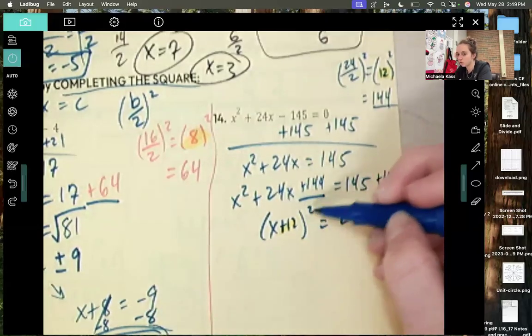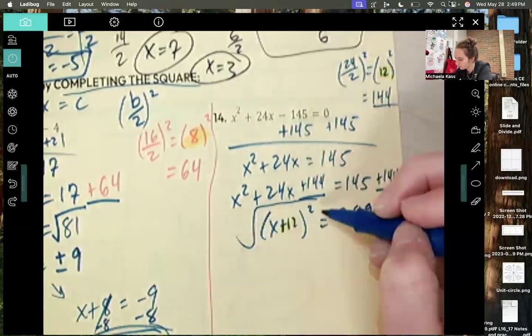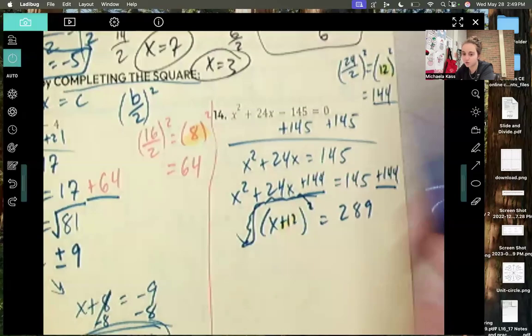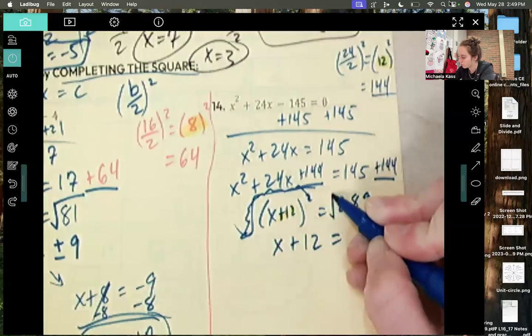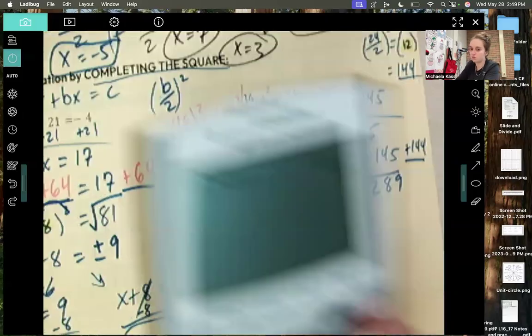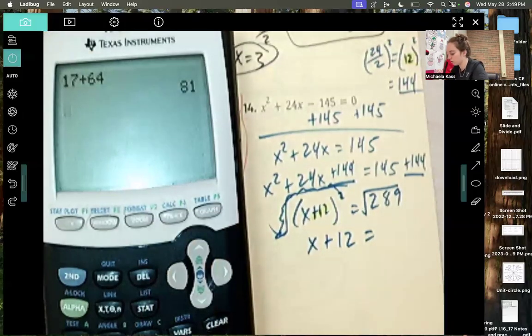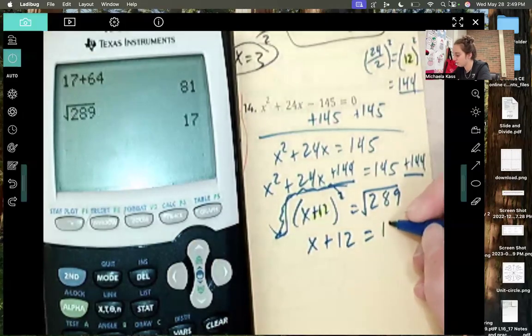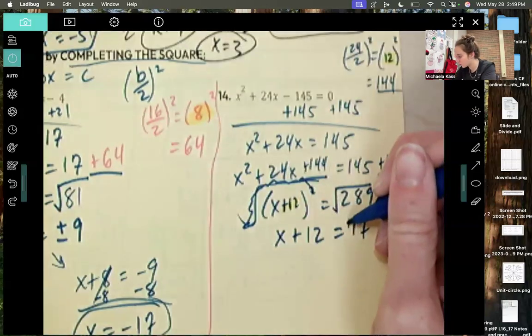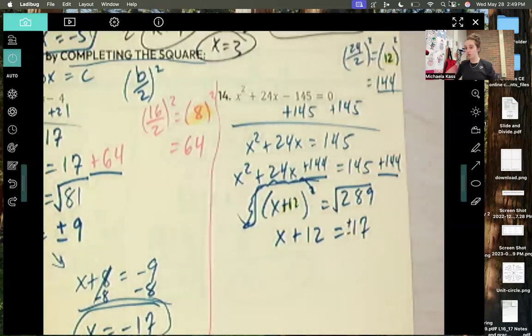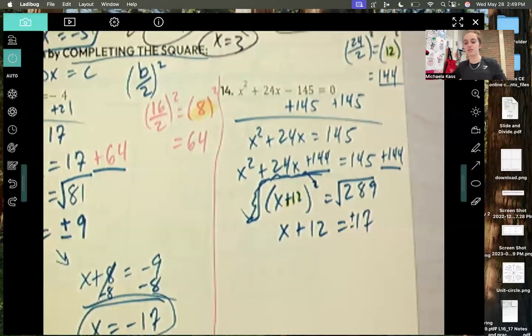Next step, get rid of the square by square rooting. You get x plus 12 equals the square root of this. If we don't know it, we take our calculator. The square root of 289 is 17. But it's not just 17, because whenever you use the plus or minus symbol, it's because you square rooted something. So it's plus or minus 17.